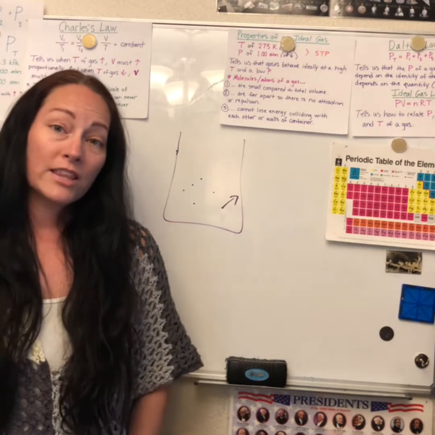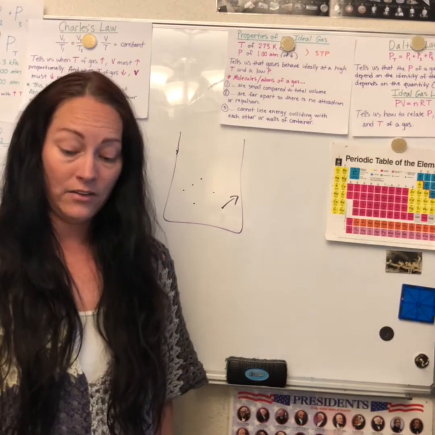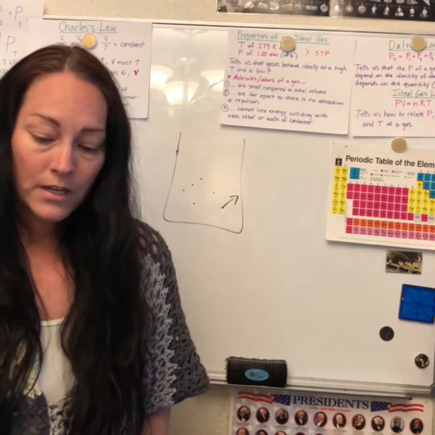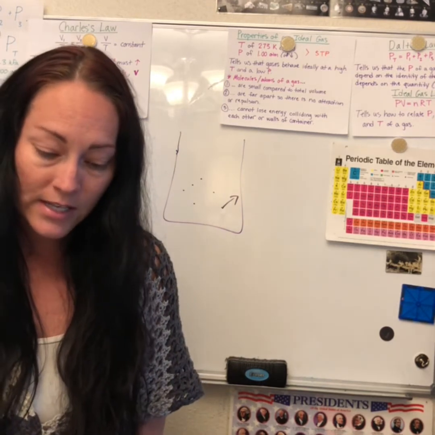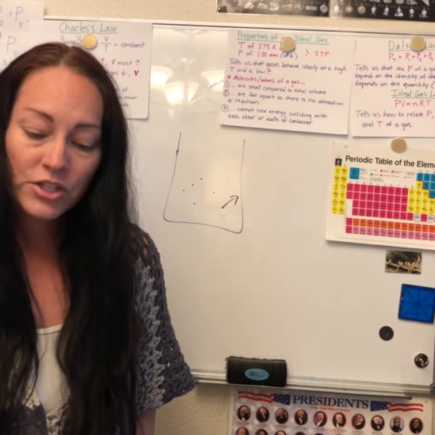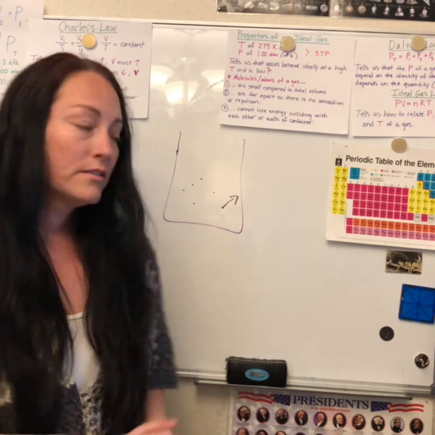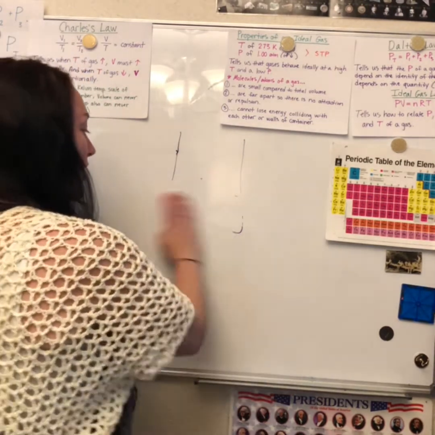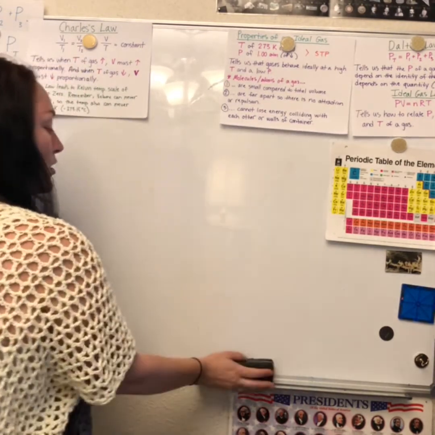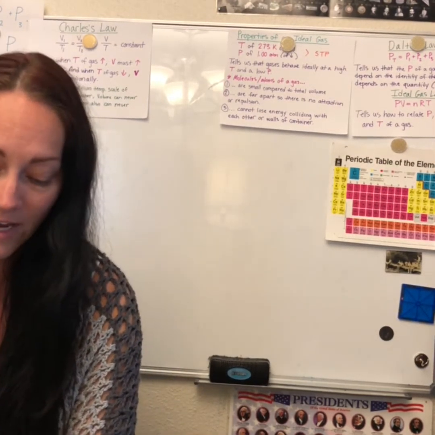So those three things, if a gas meets those three criteria, then it would be considered an ideal gas. All right, let's look at number 6. It says, under what conditions do gases behave ideally? So these are what make a gas an ideal gas. And now they want to know under what conditions do they behave ideally?